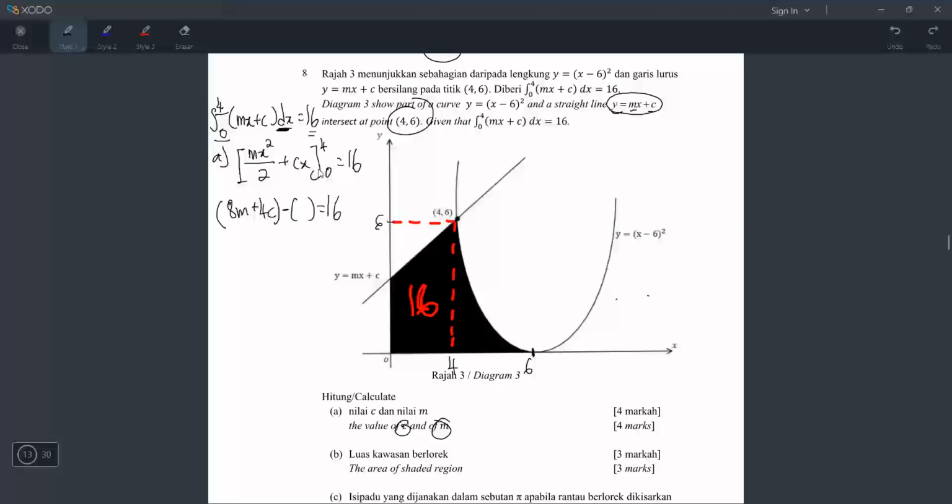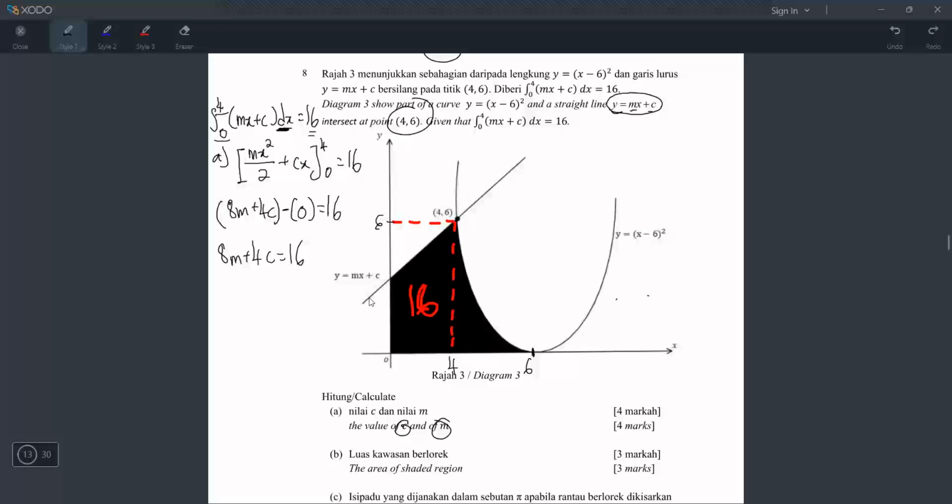Wait, let's see. What if I substitute 0? 0 squared is 0, m times 0. So we have an issue, right? Because when we substitute 0, 0 times m will be 0, the whole thing will be 0, right? So we're stuck here already, 8m plus 4c equals 16. And there is no other way to continue, right? Because we're stuck with 2 unknowns. So let's see. Should I change to the other method, or is there also another method?